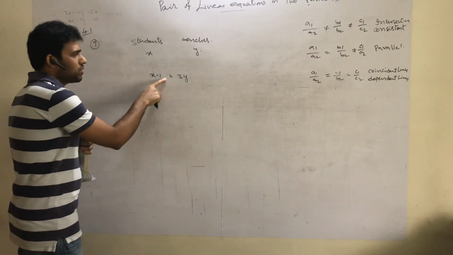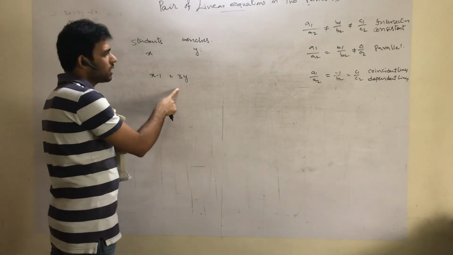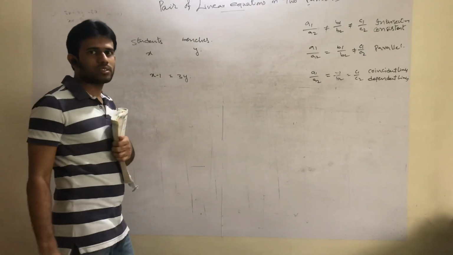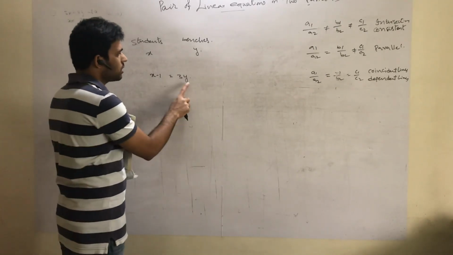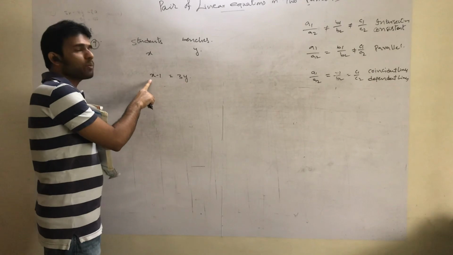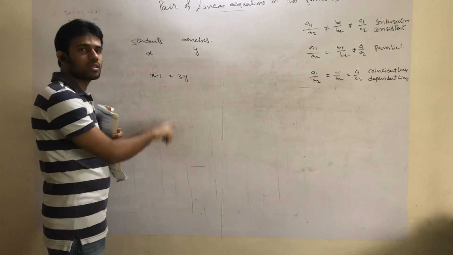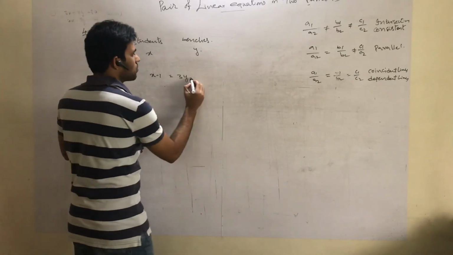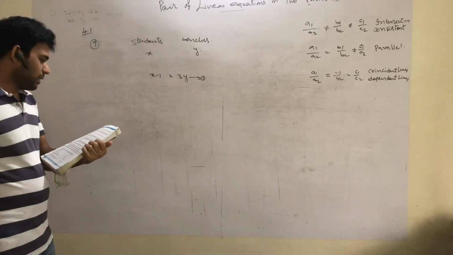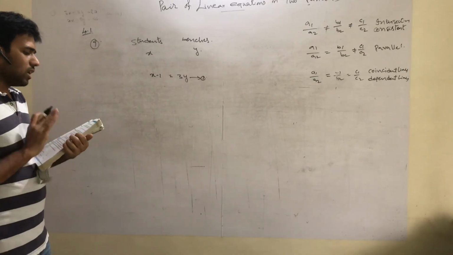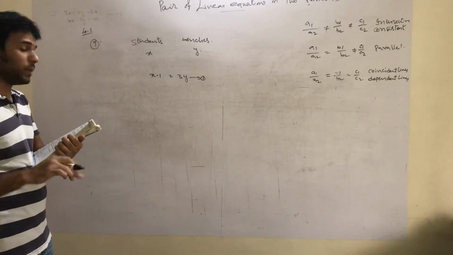So the number of students sitting on the benches is x minus 1. In terms of benches, there are y benches and on each bench 3 students, that is 3 times y. So the total number of students sitting on benches is x minus 1, which is nothing but 3 times y. So this is equation 1. This is important, you need to understand. And the next statement is, if 4 students sit on each bench, 1 bench will be left.